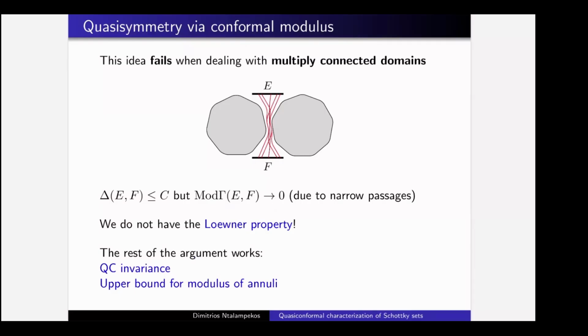But the rest of the argument actually works. We have quasi-conformal invariance. It's still true for multiply connected domains, and we still have the same upper bound for modulus of annuli. So it's only the Loevner property that fails. We have to fix this first, and here comes the transboundary modulus of Schramm. So Schramm in 1994 invented transboundary modulus with respect to a given domain, and he used it to give a proof of Koebe's conjecture in the countably connected case. So it was a major result at the time. As I said, since then it has been used in numerous works in complex analysis.